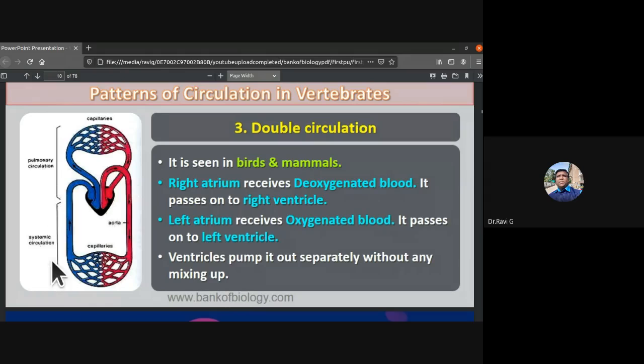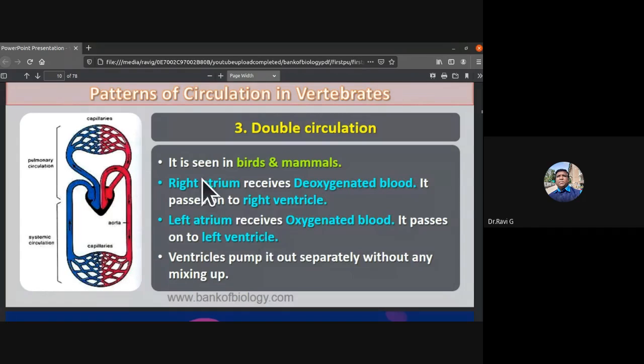So you find two types of circulation here: systemic circulation and pulmonary circulation. The ventricles pump this oxygenated blood without any mixing up because they have a partition which separates the flow of oxygenated and deoxygenated blood. So there is no possibility of mix up of blood in the ventricle. The ventricles pump it out separately, the oxygenated blood, without any mixing up.